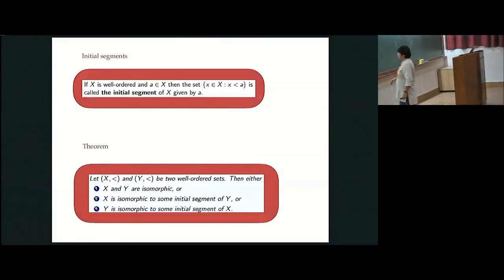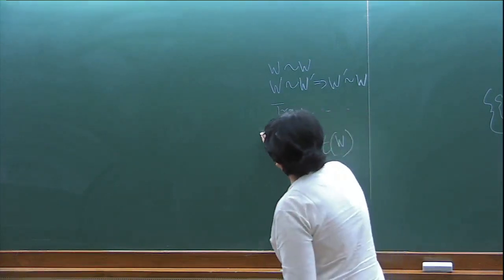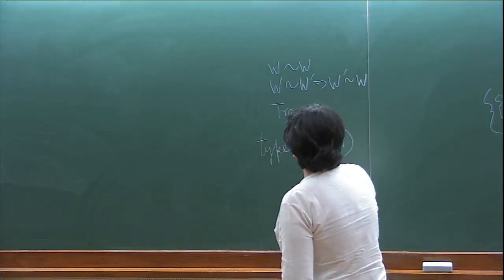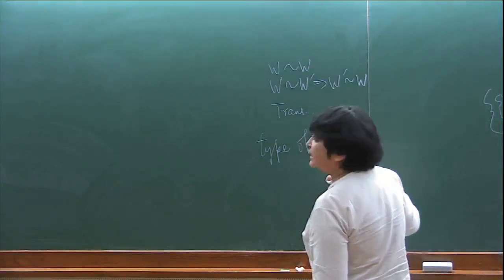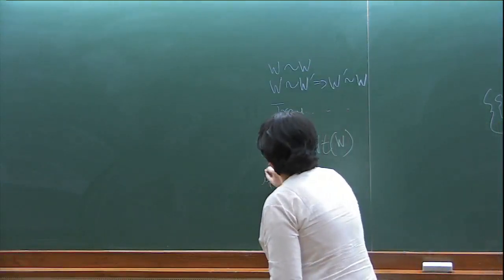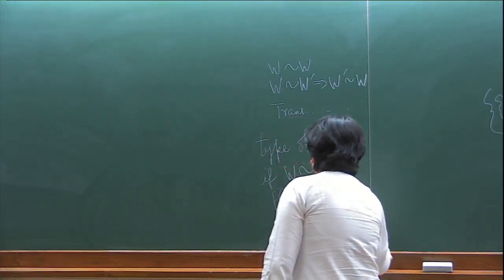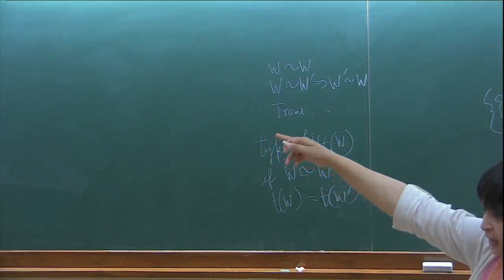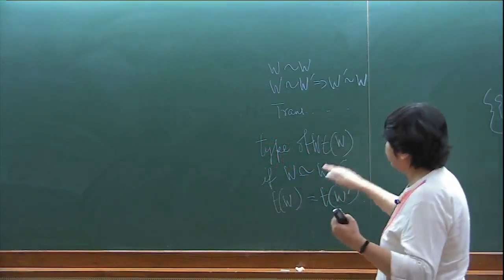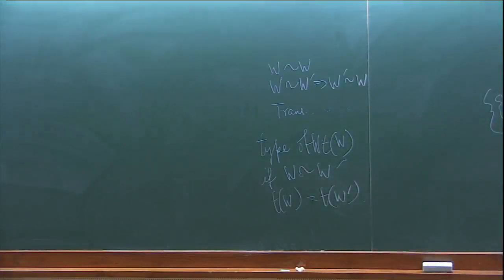In that sense, of course, it forms an equivalence relation, but we can also think of some such W to be the type of W. We mention some such set in the same equivalence class, which we could say is the type of W, known as T of W, which means what? That if W is equivalent to W prime, then type of W will be equal to type of W prime. What is this relation? This is the relation of being isomorphic as well ordered sets. So for any two well ordered sets which are in this relation, their types are also the same.